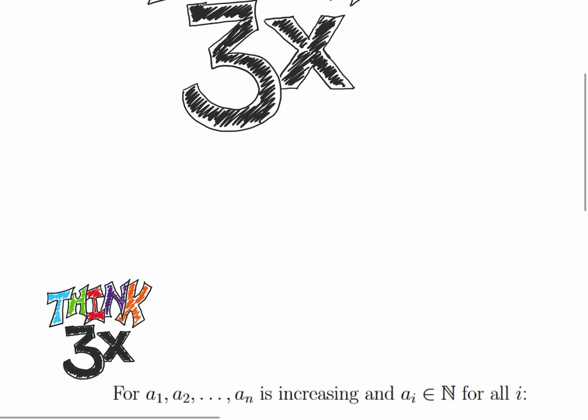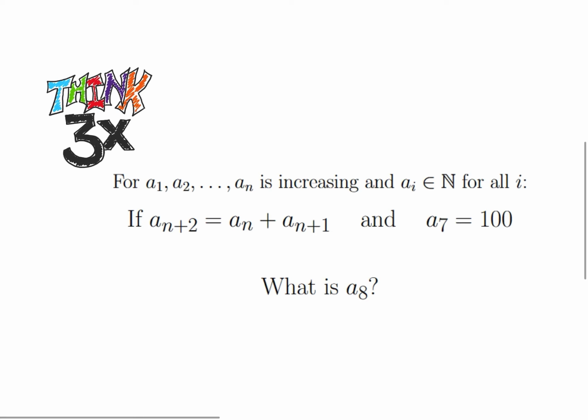We're going to go ahead and solve a fun little problem here. So we have an increasing sequence where all elements in this sequence are natural numbers, so they're all greater than 0. And we're told that a sub n plus 2 is equal to a sub n plus a sub n plus 1. So each term in the sequence is the sum of the previous two.